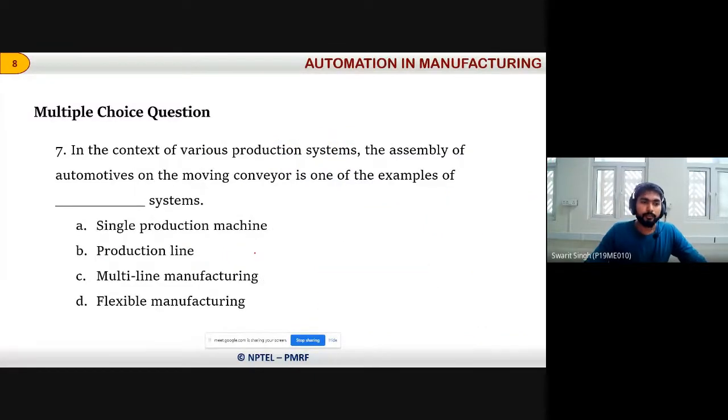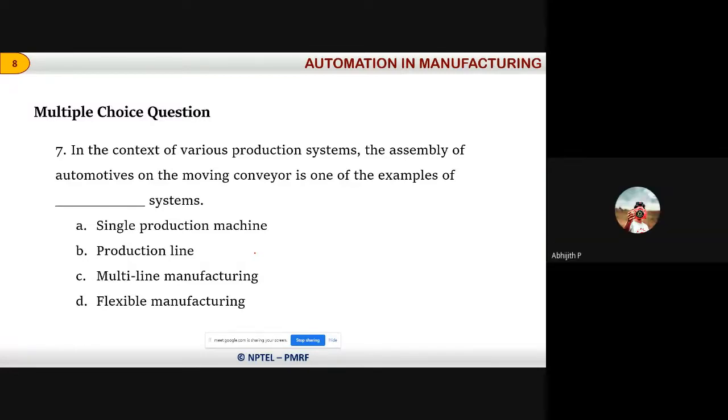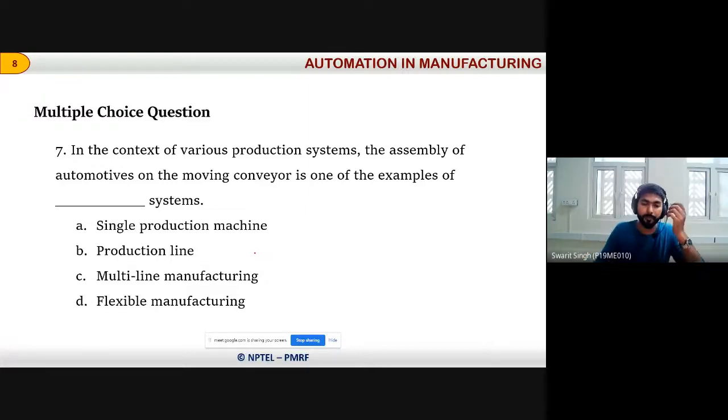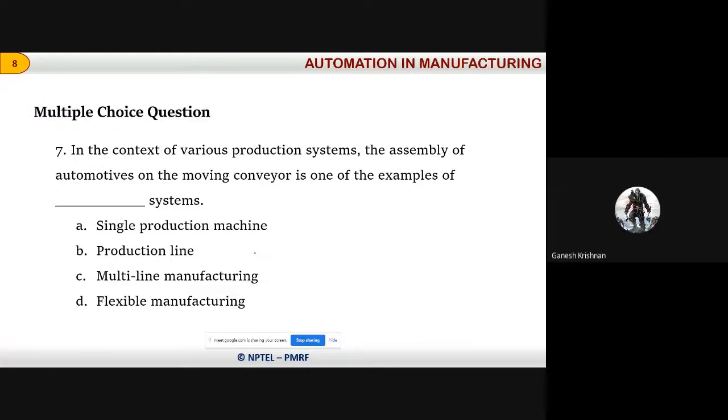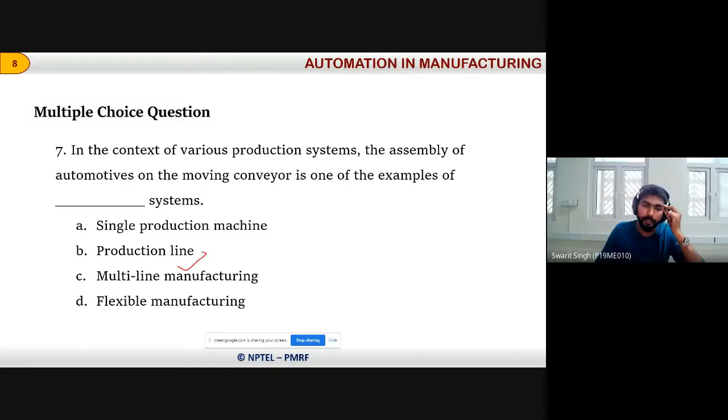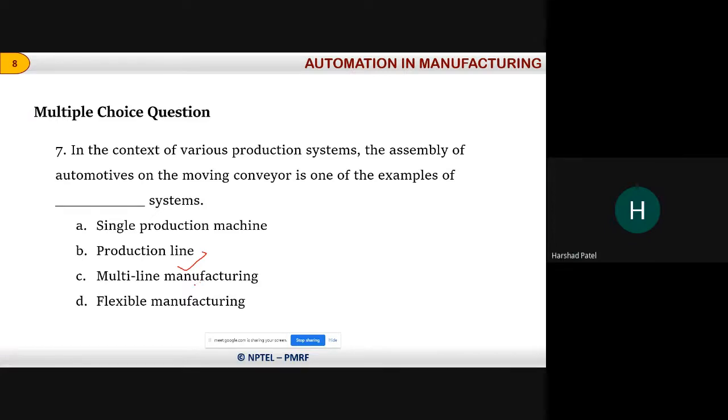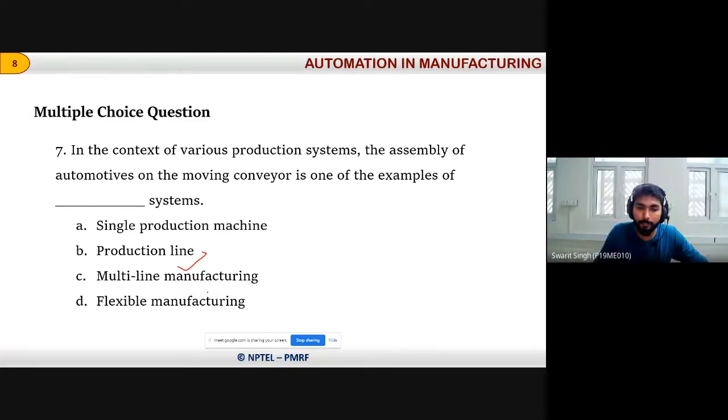Yeah, so the next question is: in the context of various production systems, the assembly of automotives on a moving conveyor is one of the examples of which type of system? Single production machine system, production line system, multi-line manufacturing, or flexible manufacturing? Single production machine, okay. Any other option? Production line, okay. Any other option? Flexible manufacturing, okay.